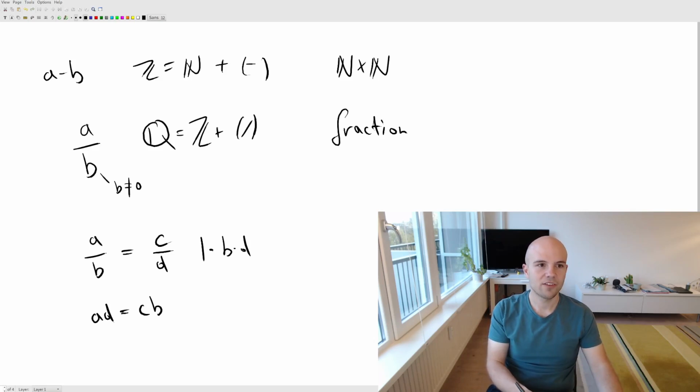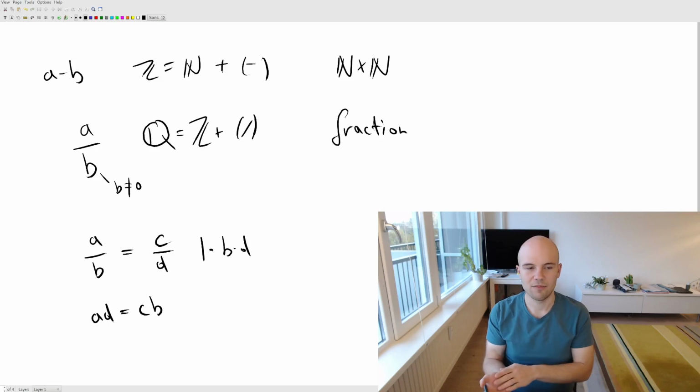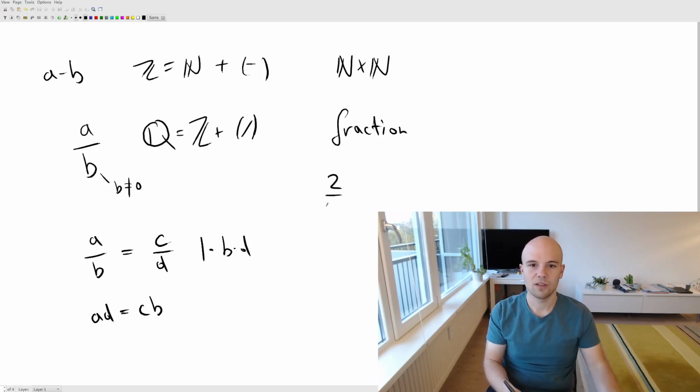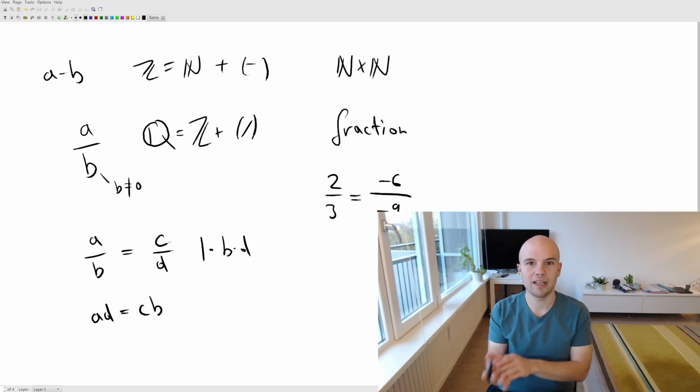And just as in the integers, these pairs of natural numbers and these fractions, they are not unique. Several fractions denote the same rational number. So 2 divided by 3 should denote the same rational number as minus 6 divided by minus 9. So these equivalence classes contain more than one element, more than one fraction.